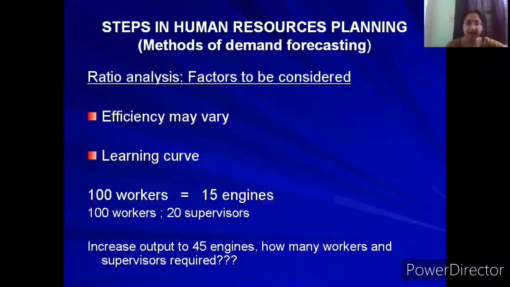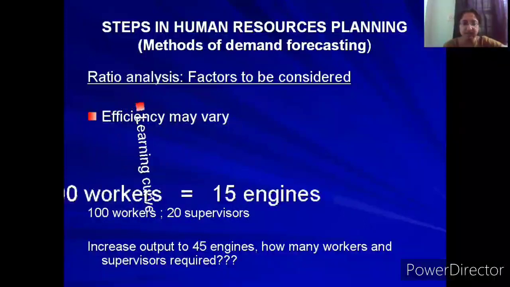So let's take an example over here. 100 workers, again, we are employing ratio analysis here. 100 workers are able to produce 15 engines. And for those 100 workers, let's say you need 20 supervisors. Now, the company is planning to expand production. The company is deciding to increase its output to 45 engines. So just think how many workers and supervisors are required. Immediately when we think of it, we will think that if 100 workers are producing 15 engines, to produce 45 engines we need 300 workers. And to supervise those 300 workers, we may need 60 supervisors. So this is what immediately comes to our mind.